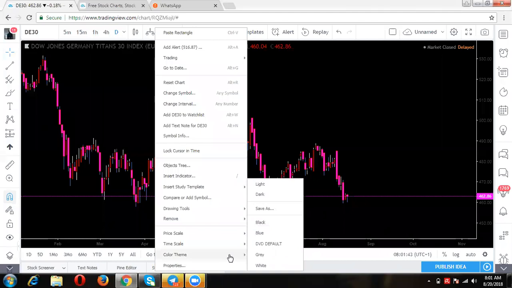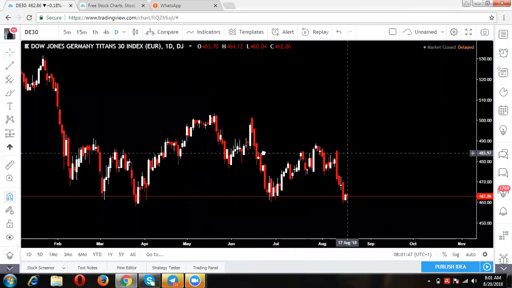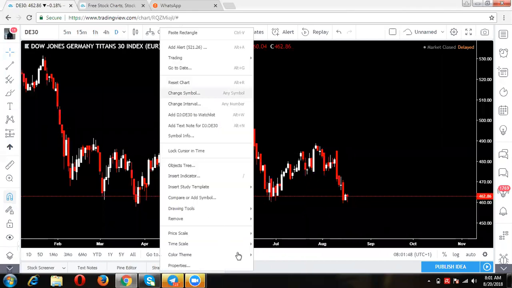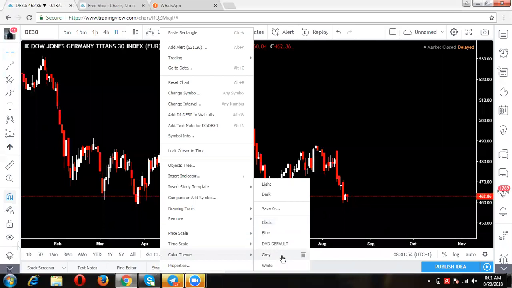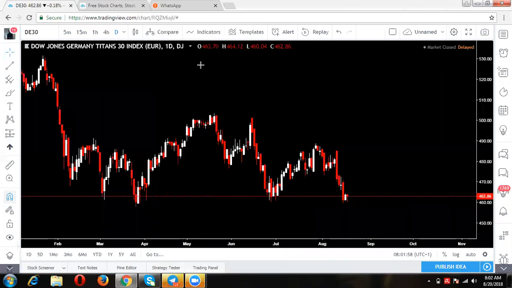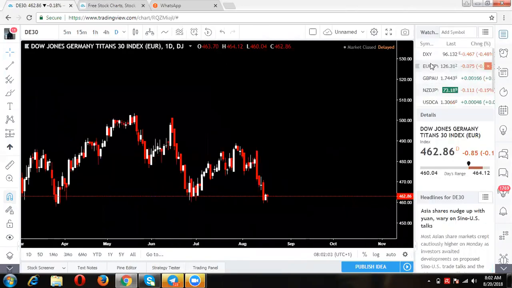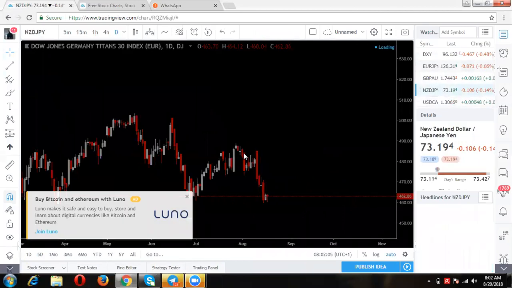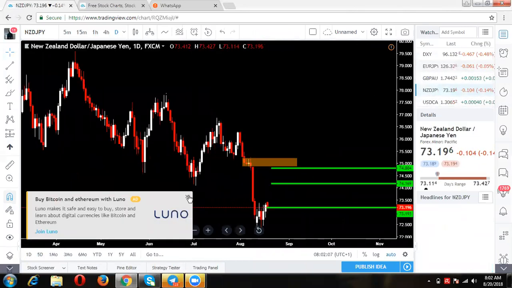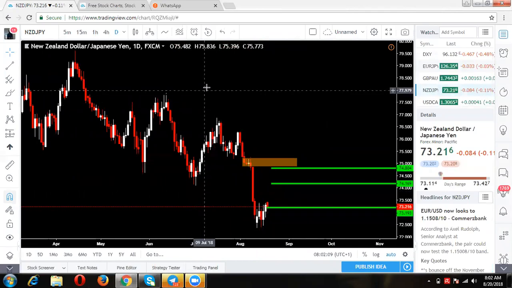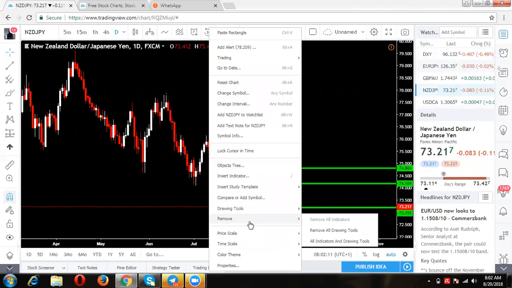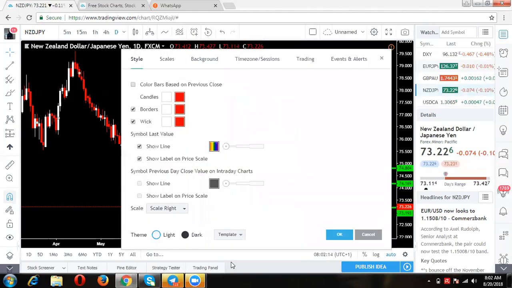Properties or theme, color theme, I have my default. Oh, this is not it. Wow, I think I've scattered it. Okay, no problem. Let me see. My stuff is changed now, so I'll go back to my properties.